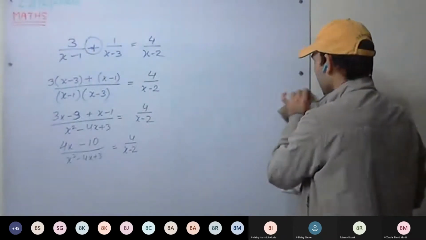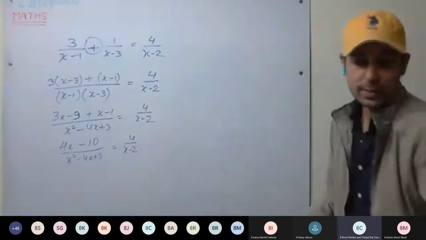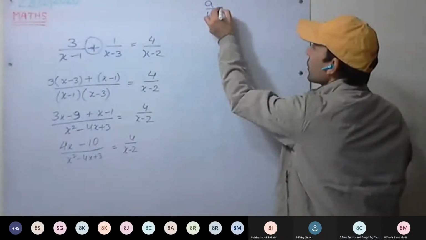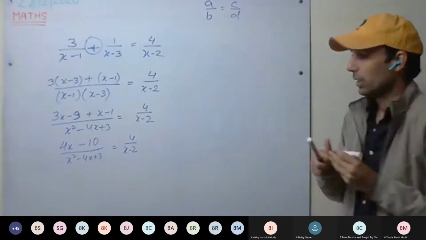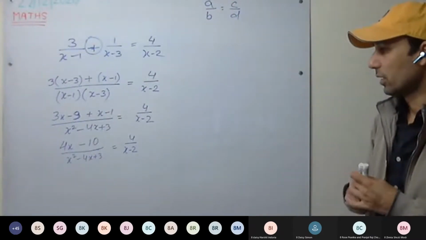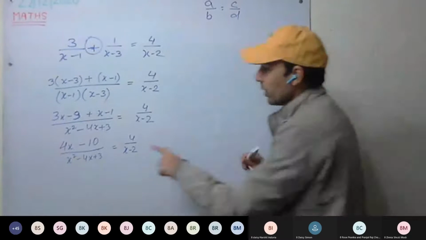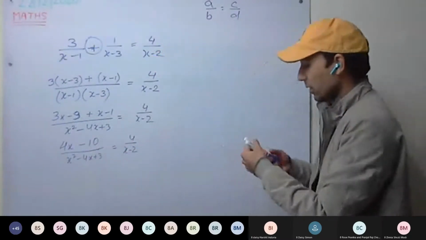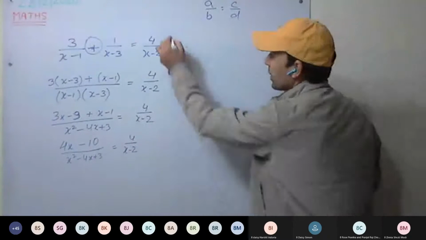Cross multiplication. Now can we do cross multiplication? Because they are in the form of a by b equal to c by d. We can do that one. You can do one more thing as well: take 2 common out, and 2 cancels. Okay, leave that one, you will get confused.